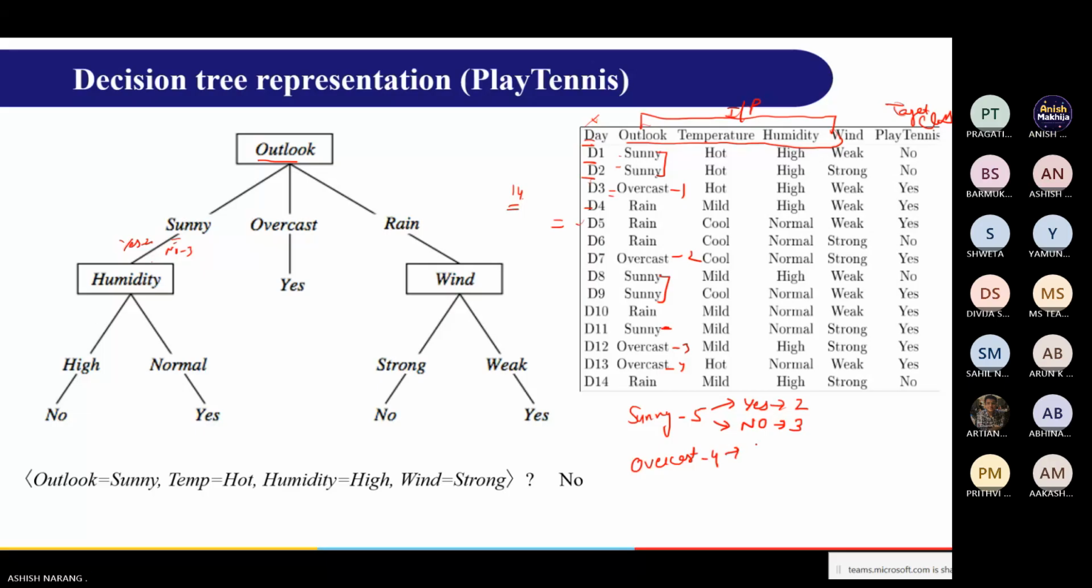Yes, sir. Now let's do the same thing for overcast. How many records belong to yes and how many records belong to no? Just look at the play tennis value. Sir, all are yes. All of you agree?